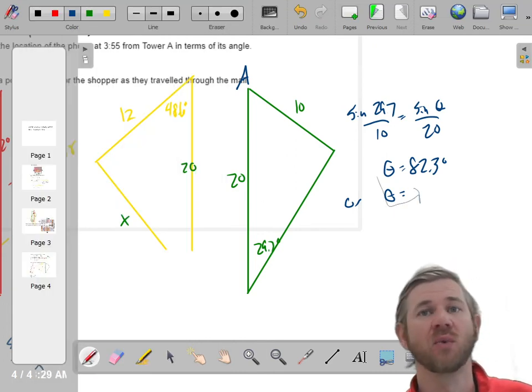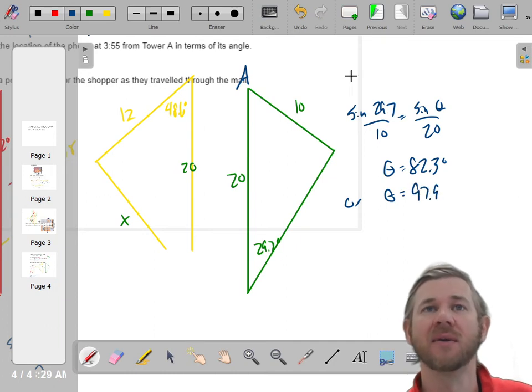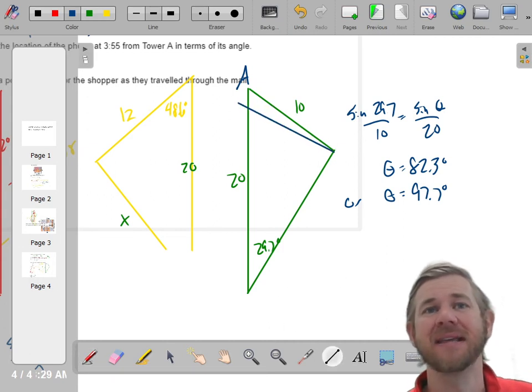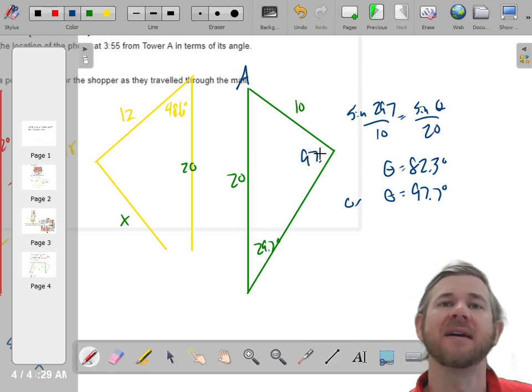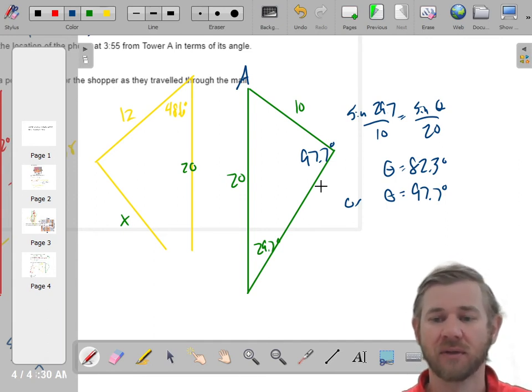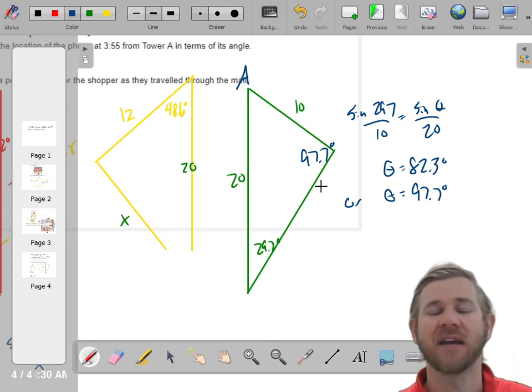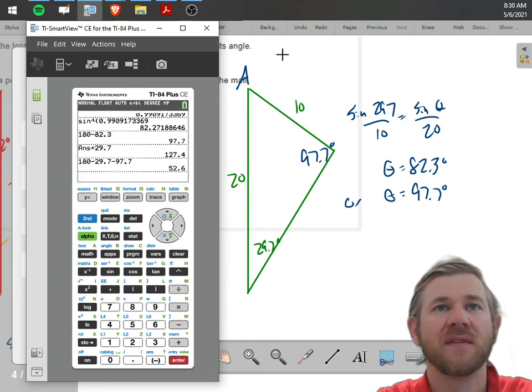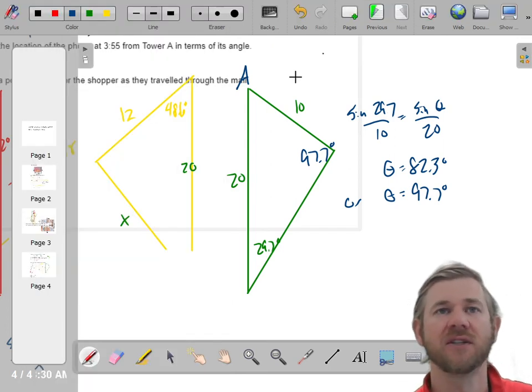And the question is, which one is it? And we don't really have a way to answer this question. I can kind of eyeball it, and it seems to me that it is obtuse. So I'm pretty sure it's 97.7. But here's what we're going to decide for this whole activity. If you ever have an ambiguous case, the triangle is obtuse. So in this problem, the triangle is obtuse, which means you have to have one angle bigger than 90 degrees. It's that one. Now I can find angle A by subtracting 180 minus 29.7 minus 97.7, and I get 52.6. So this angle is 52.6.